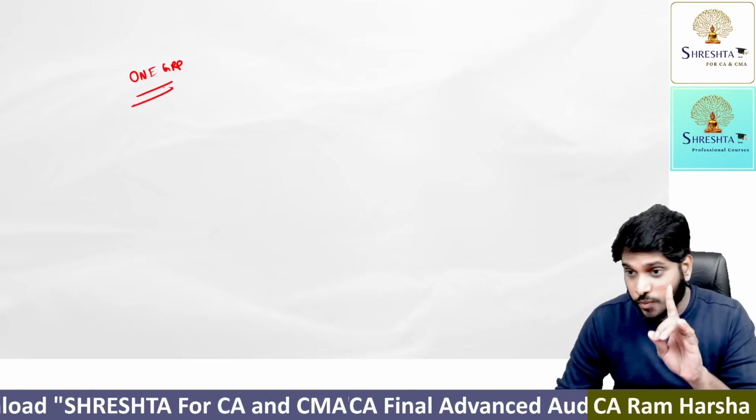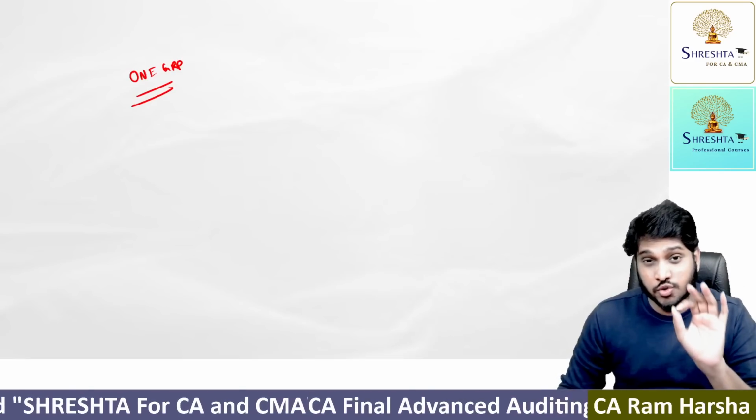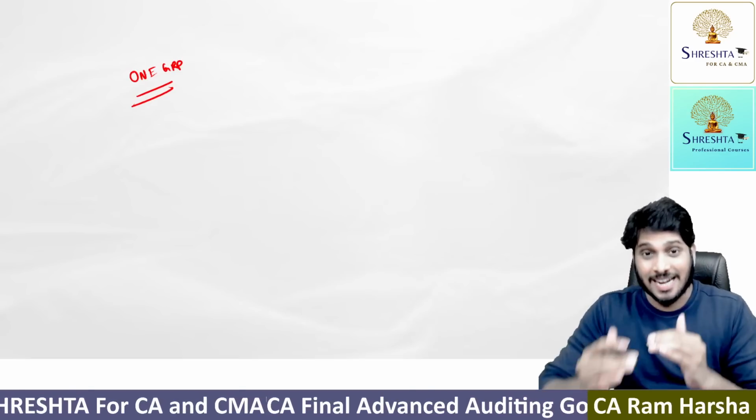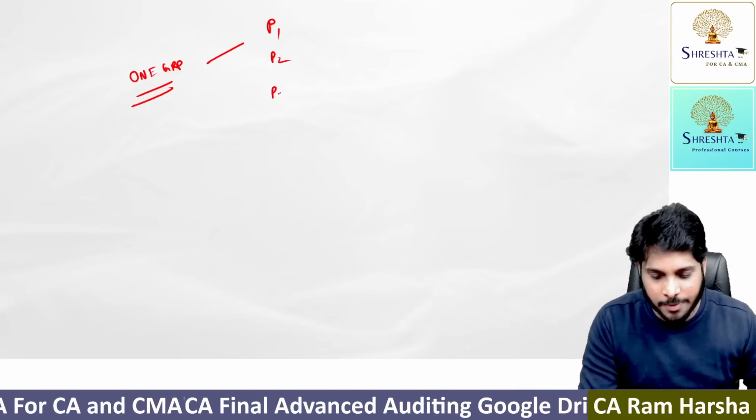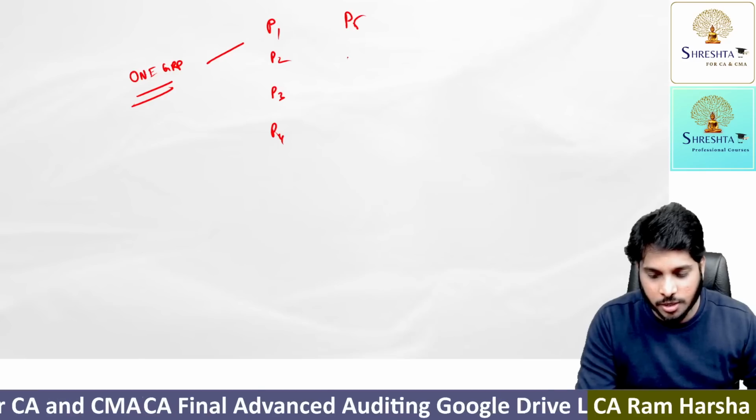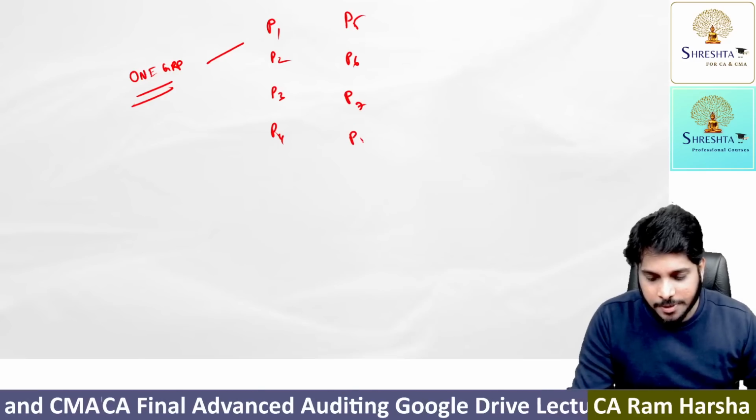First focus on one group. I'm not asking you to focus on only one group for the May exam, right now. Focus on one group. Let us assume Group 1: paper 1, paper 2, paper 3, paper 4. If you are focusing on Group 5, these are the papers.